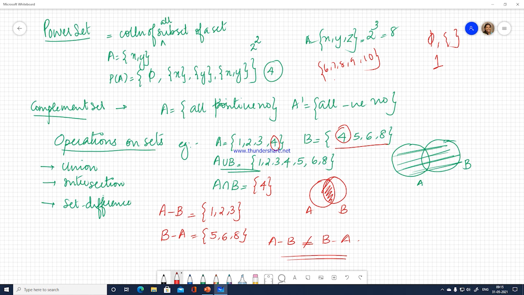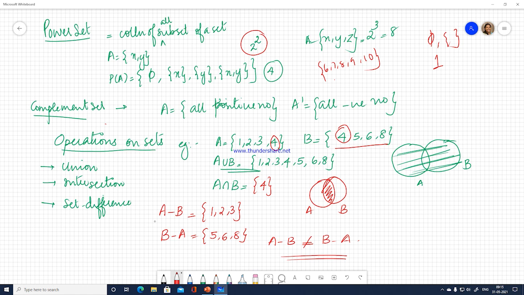Then the power set. Power set means the collection of all the subsets of a set, which is found with the formula 2 raised to n. Then the complement of a set. If I say A is all positive numbers, the complement will be other than positive numbers, which is negative numbers.